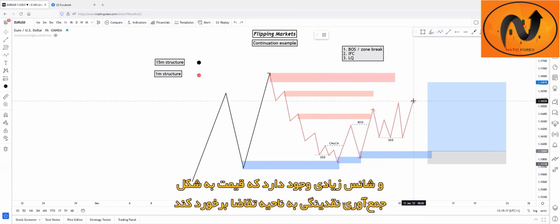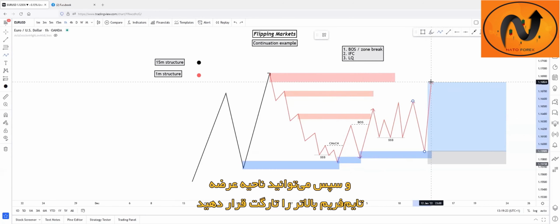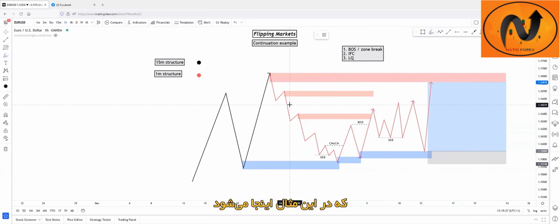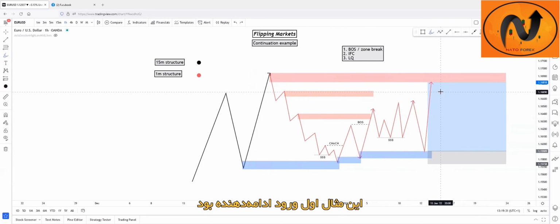And it has a really great chance to mitigate the order block, sweep the liquidity, tap into this order block or demand zone. And after it, you can target the next unmitigated higher time frame supply zone, which is this one in this case. So yeah, this is the first continuation example. Let's see a live example for this one.